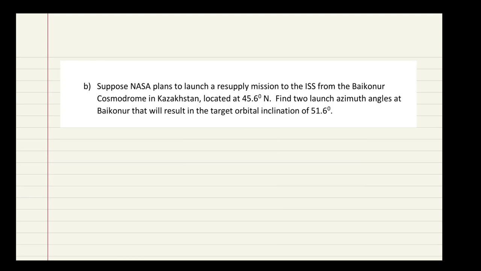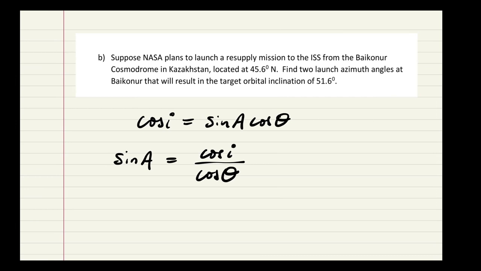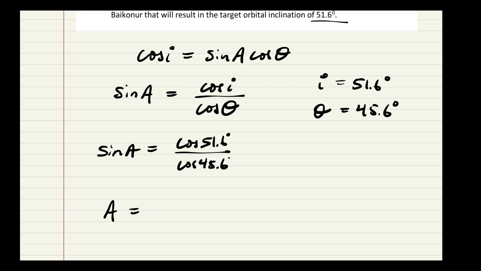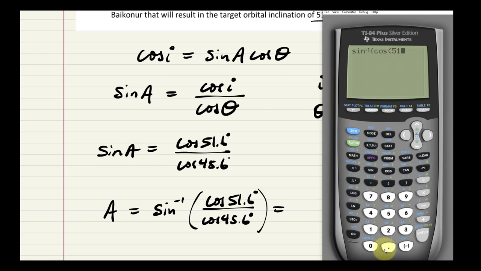Well, again, we can start with the same equation: the cosine of the inclination equals the sine of the launch azimuth times the cosine of the launch site latitude. But this time, let's write the equation this way, so that we're solving for the azimuth at Baikonur that would reach the International Space Station inclination of 51.6. Our target inclination is 51.6 degrees, and our starting latitude is 45.6. Plugging those values in, we can use the sine inverse: sine inverse of the cosine of 51.6 divided by the cosine of 45.6.